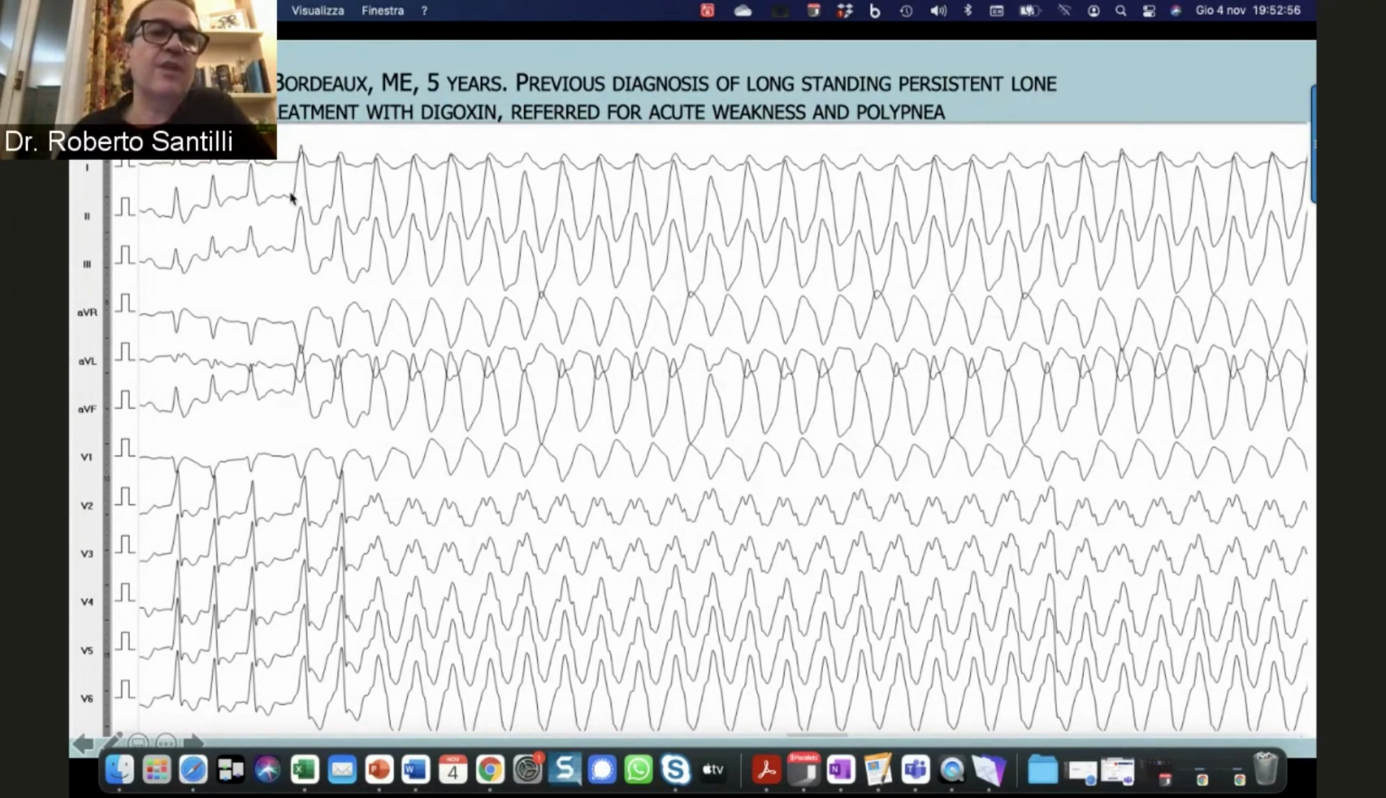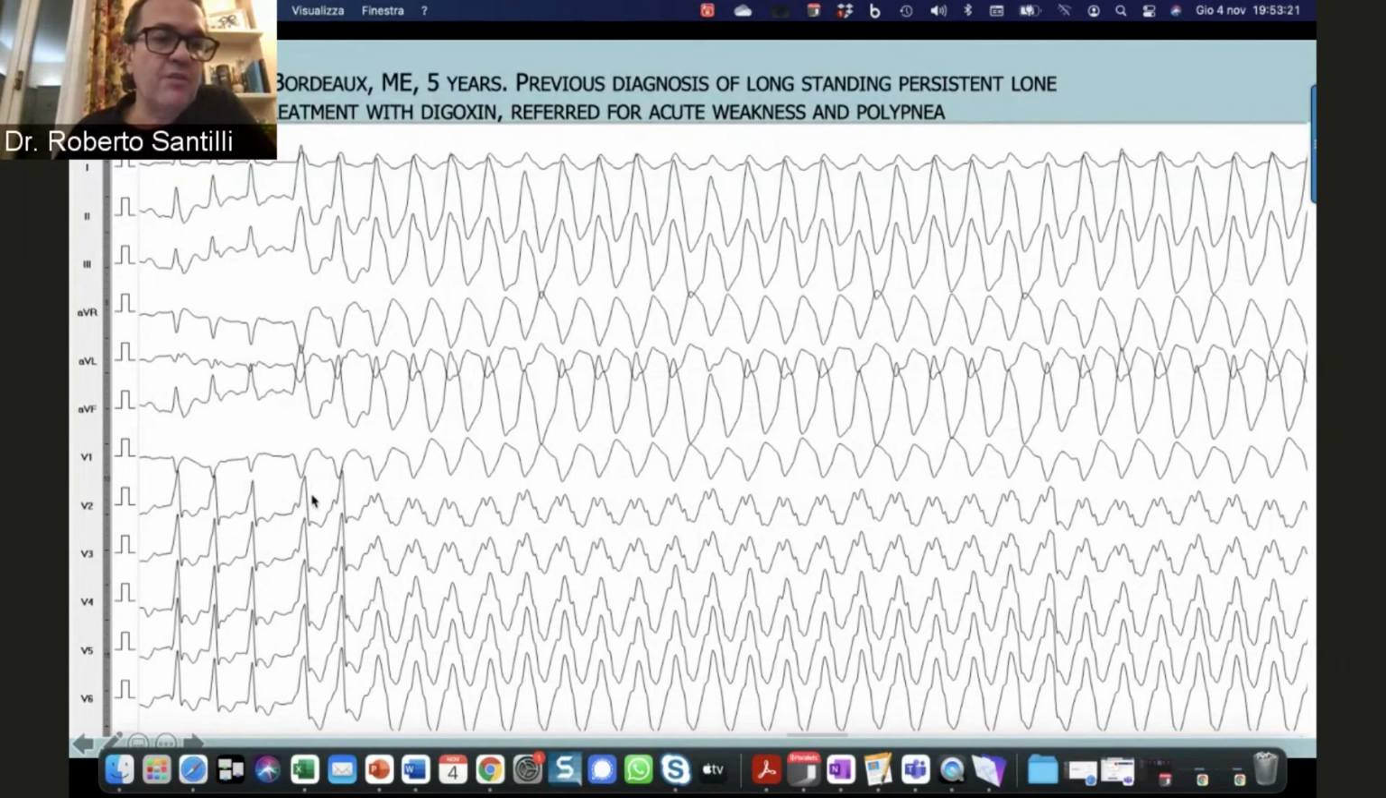In case of left bundle branch block, we have a normal axis in the frontal plane. So 2, 3, and AVF should be positive. Usually lead 1 is also positive, and this is the case. So it looks like a left bundle branch block. Then I want to see if the horizontal plane is the same.